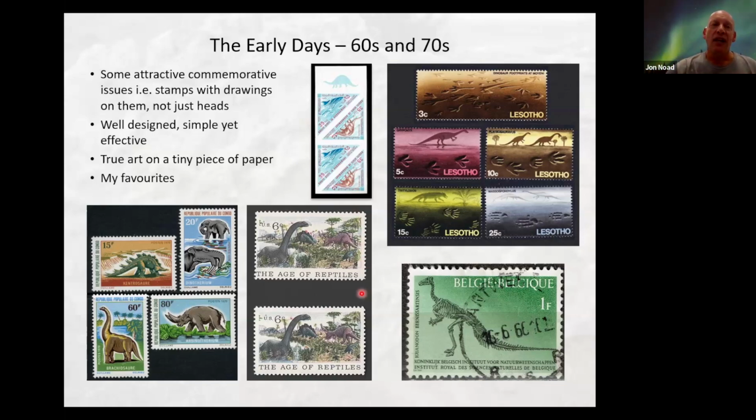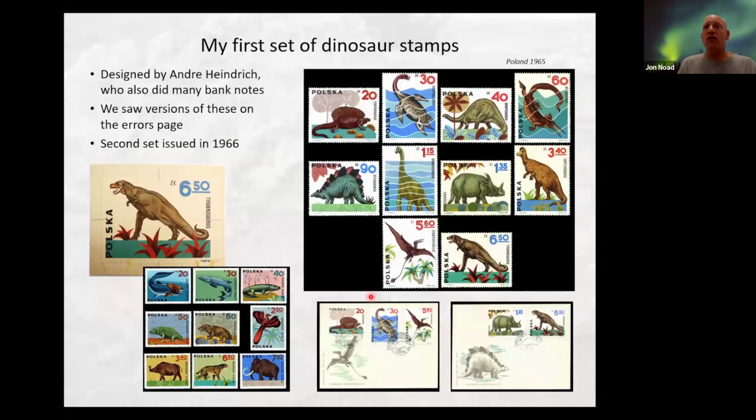And then we talked about this one already from the US. And then this beautiful issue from Lesotho, which was designed by Jennifer Toombs, who is a very famous dinosaur artist from the United Kingdom. My first set of dinosaur stamps also comes from the 60s, and that was this Poland issue. We've already seen some of the errors from this set, so I'm just showing you what the whole set looks like now. You can buy this set for about $2 online.